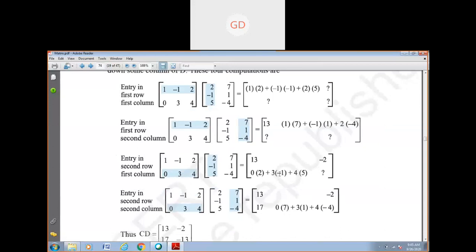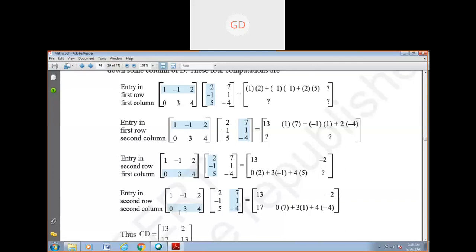So we have got this element. After simplification, we will get 17. Now, second row into second column. Second row into first column is done, and second row into second column we need to multiply. So in the next step, observe.